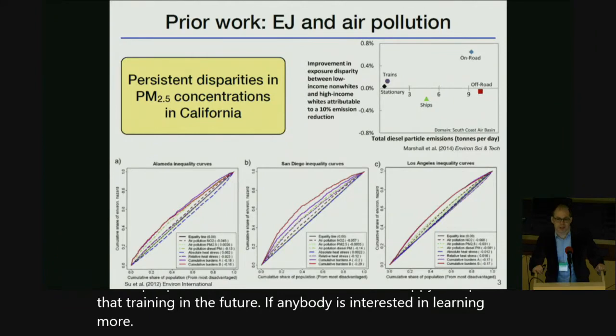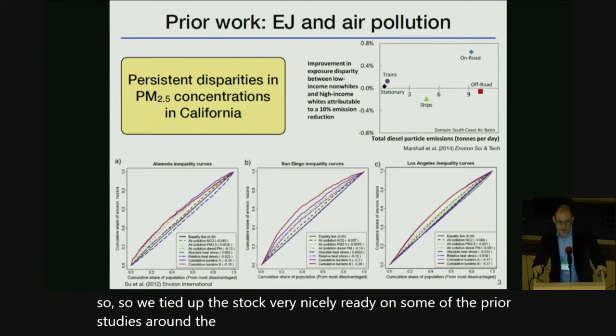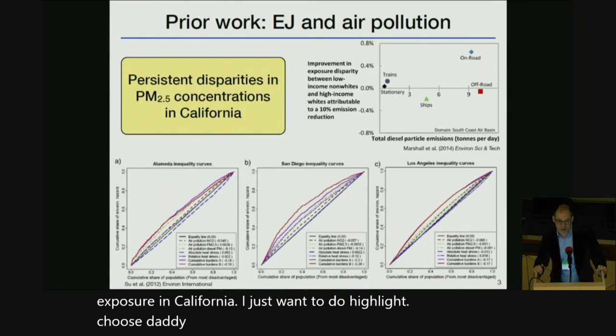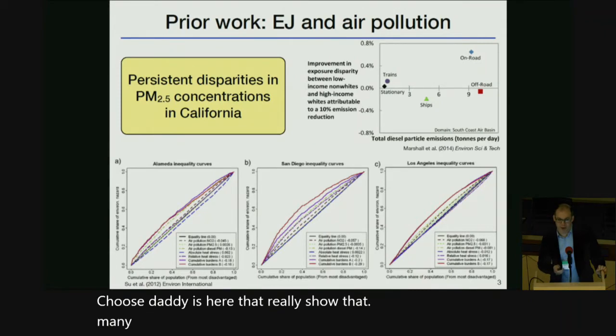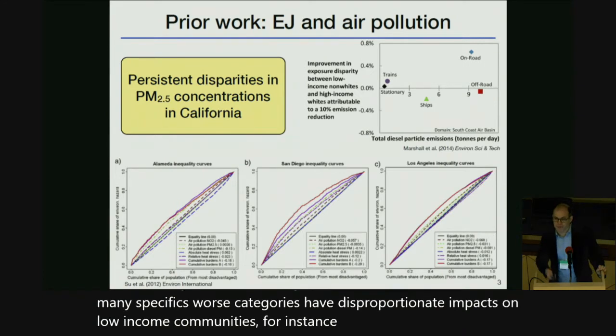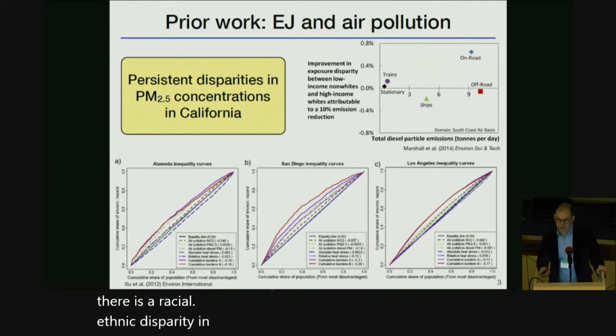So Zoe teed up this talk very nicely already on some of the prior studies around the persistent disparities in PM2.5 exposure in California. I just wanted to highlight two studies here that really show that many specific source categories have disproportionate impacts on low-income communities, for instance, low-income non-whites, relative to the impact on higher-income whites in California. So there's a racial ethnic disparity in exposure in California. This disparity also is stratified by income, and we see clear inequality curves.